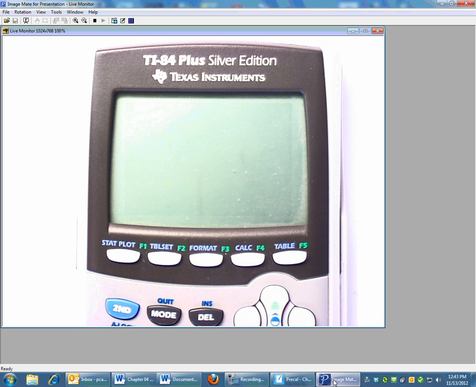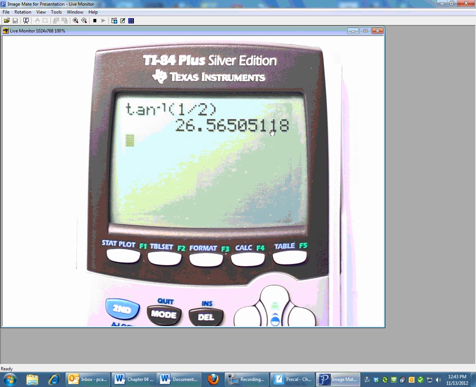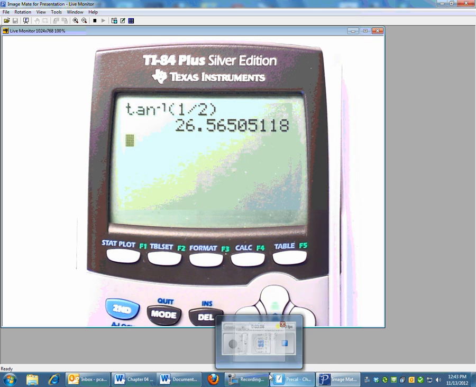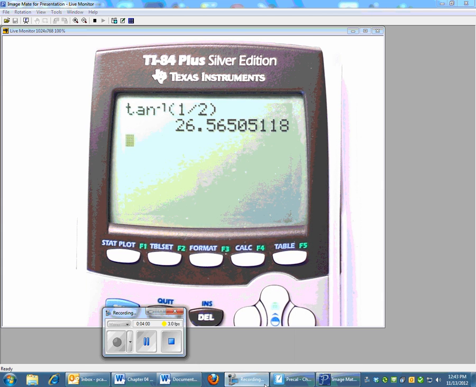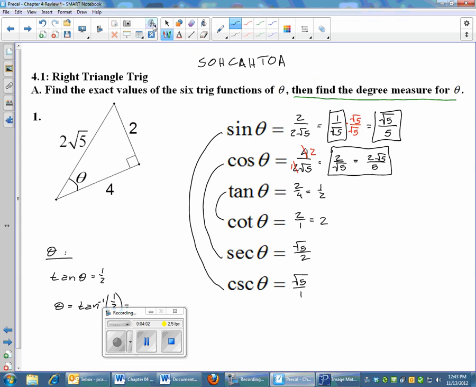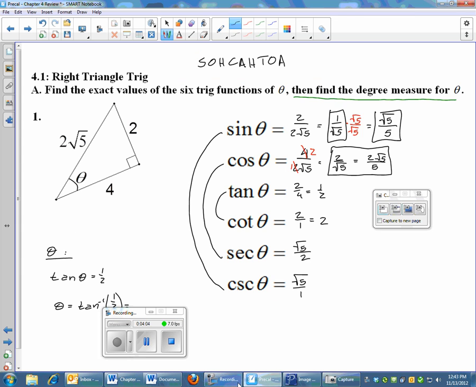So let's go back to the calculator screen, and the inverse tangent of 1/2, simply type it in like that, hit enter, and our angle is 26.565 degrees. And I am a fan of 3 decimals, so make sure you do round your answers to the 3rd decimal.